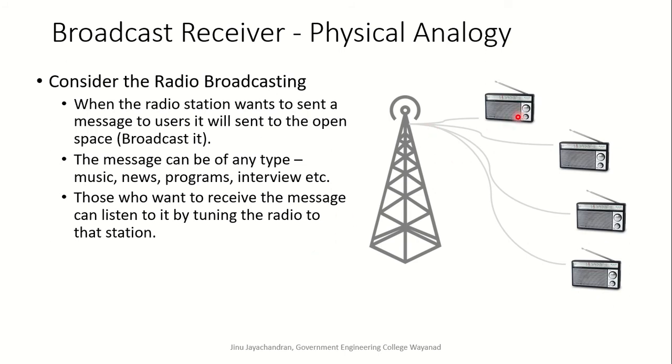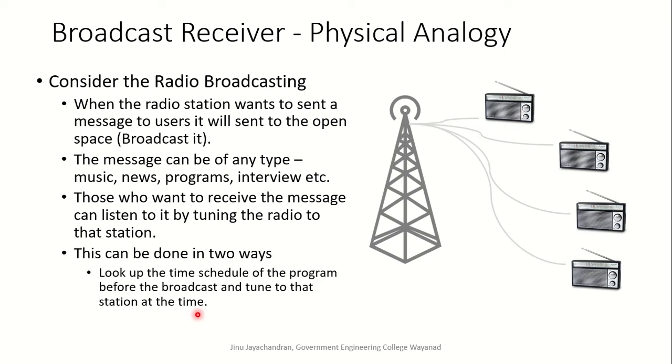There is a tuner in the radio. If you rotate it, it will change the frequency, and you can listen to the frequency at which you are setting it. Again, this can be done in two different ways. The first way is, let's say you want to tune into a particular program. You look up the schedule of the radio station, which is published in the media. Then you see the time of that program, and during that time you will tune to the station for that program.